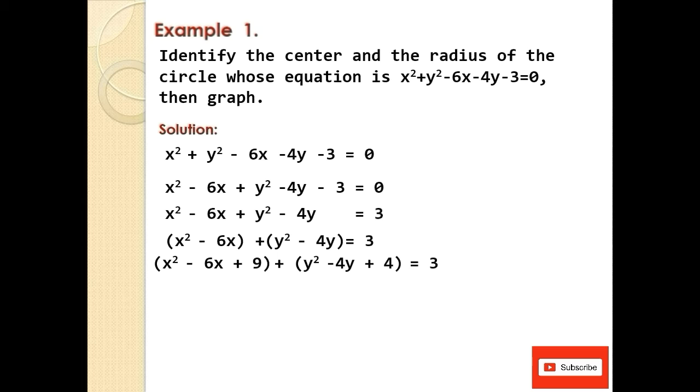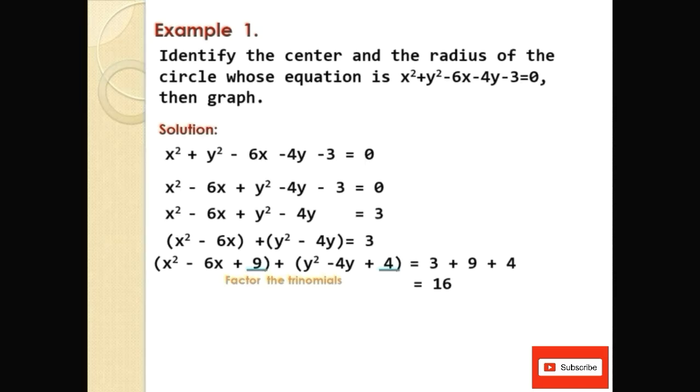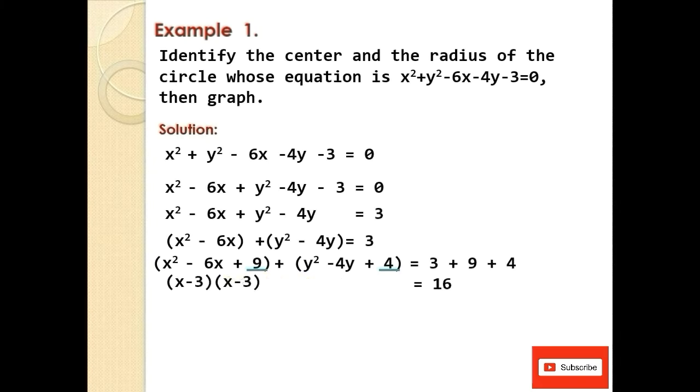Now, since we have added positive 9 and positive 4 to the left-hand side of our equation, we will do the same to the other side to keep our equation balanced. Next, we factor our perfect square trinomials. So x squared minus 6x plus 9 can also be written as x minus 3 times x minus 3. And y squared minus 4y plus 4 can also be written as y minus 2 times y minus 2.